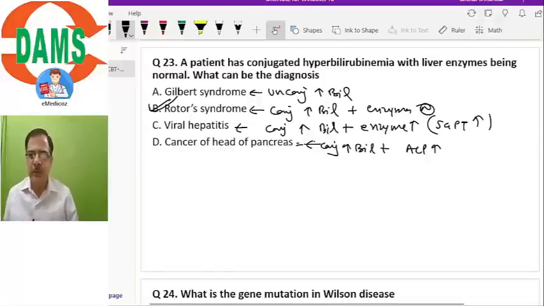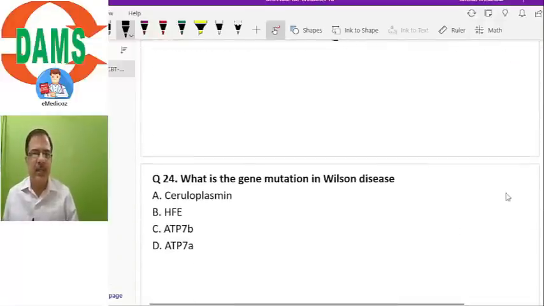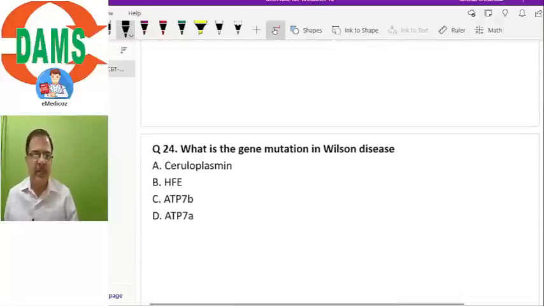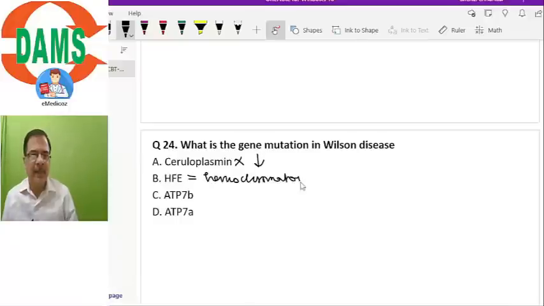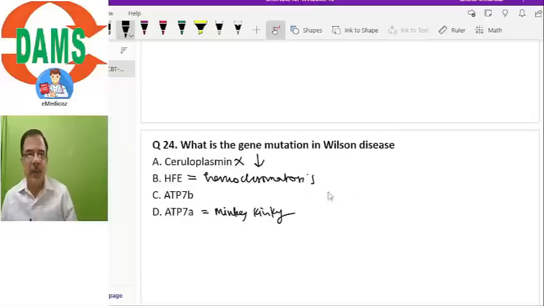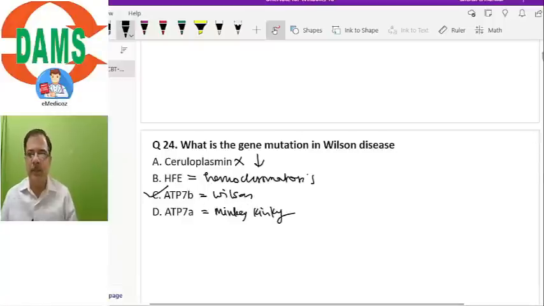Question 24. The genetic mutation in Wilson disease. Ceruloplasmin is not the genetic mutation, these are the levels, which are low. HFE is for hemochromatosis. ATP7A mutation is seen in Menkes kinky hair syndrome, where copper deficiency is there, and ATP7B is for Wilson. So the answer is C option.